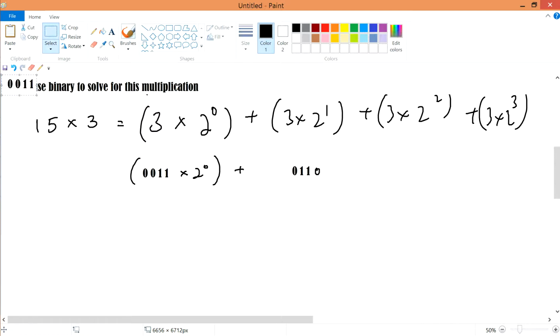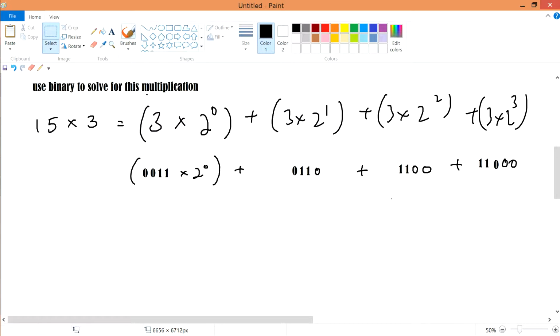Next, I have 3 times 2 to the power of 2. This means I'm going to shift it up by 2. So I shift it 1, I shift it 2, and behind I add in 2 zeros. Likewise for the power of 3, I shift it 3 times. So I have 1, 2, 3, and behind I add in another 2 zeros. I hope you get what I'm trying to do, right?